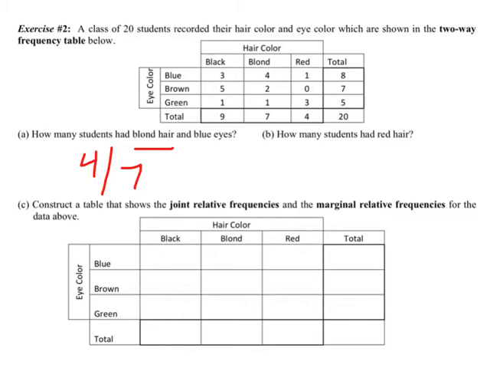The next question, how many students had red hair? So I want to see how many students have red hair. There's a total of 4 students that have red hair out of a total number of people of 20. So it's 4 out of 20. And don't forget, once I find a fraction, I can also turn all of those into percents.